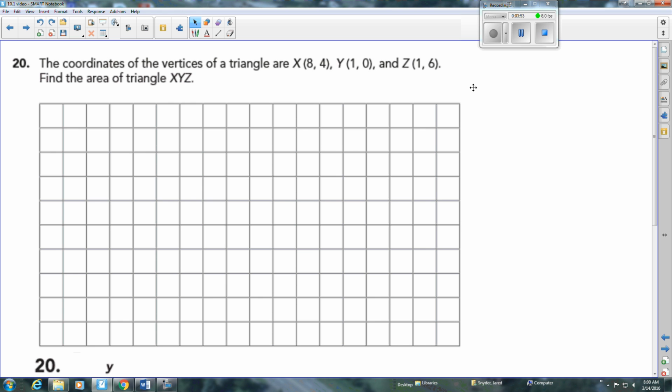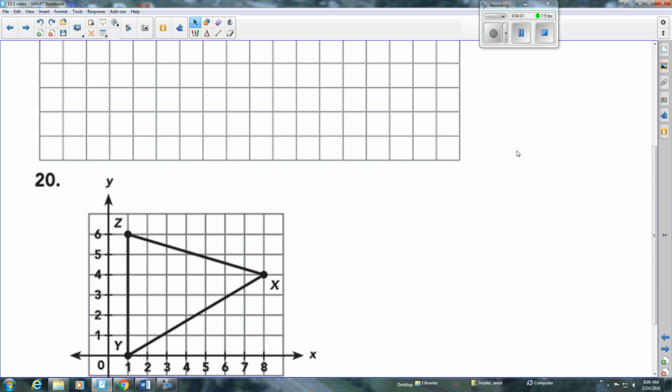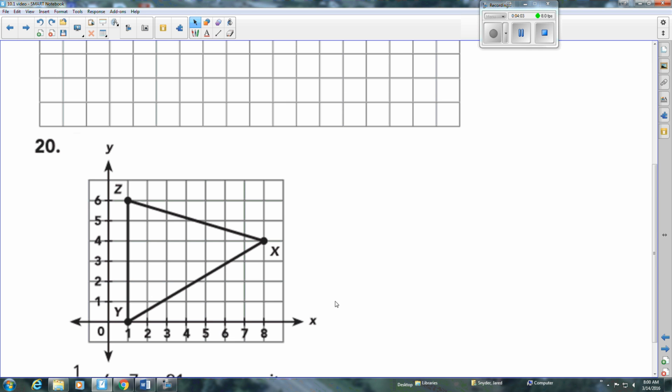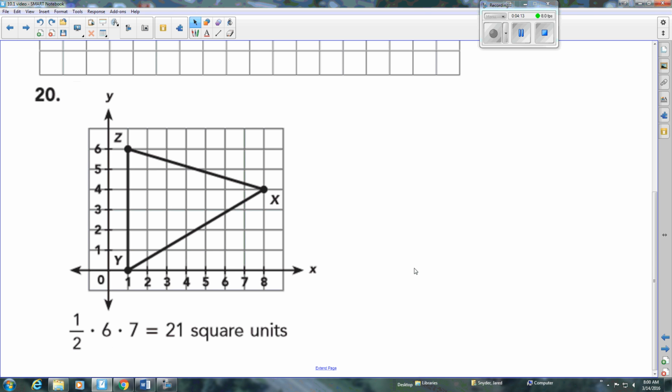Same idea here, you've got to figure out, and if you look at these coordinates, they're going to be plotting all in quadrant 1 because they're both positive. From there, you'd get this triangle. Then, find your base, 1, 2, 3, 4, 5, 6, and your height is going to be 1, 2, 3, 4, 5, 6, 7. 6 by 7, 42, divided by 2 is 21.